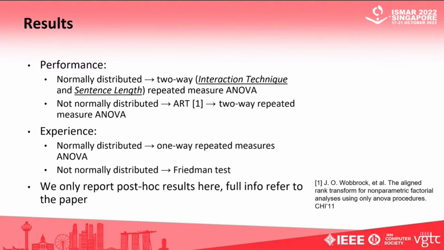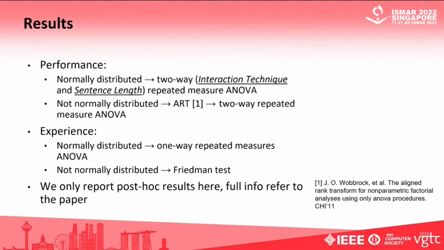So this is the process we used to analyze the data. For performance, if the data is normally distributed, we use two-way repeated measure ANOVA. If it's not normally distributed, we process it using the ART and then do the ANOVA. For experience data, if the data is normally distributed, we use one-way repeated measure ANOVA. If it's not, we use the Friedman test.